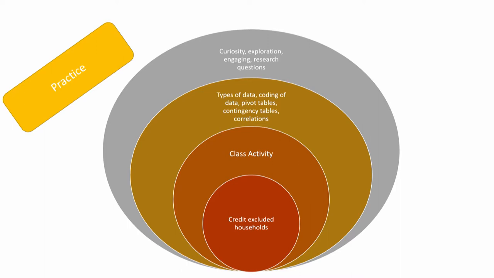Because the credit excluded households has a large survey data. And so with the students, we start discussing: is this population data or is it sample data? Why is it sample? Why is it population? What are we computing here? Are we computing statistics or are we computing parameters here? If you are computing statistics, what kind of statistics do we want to look at?